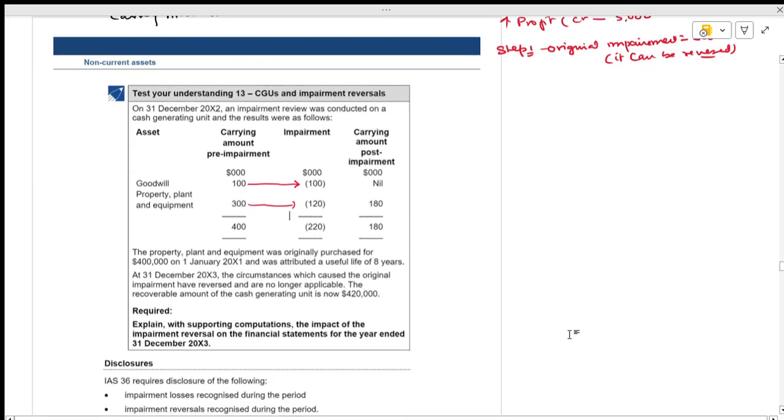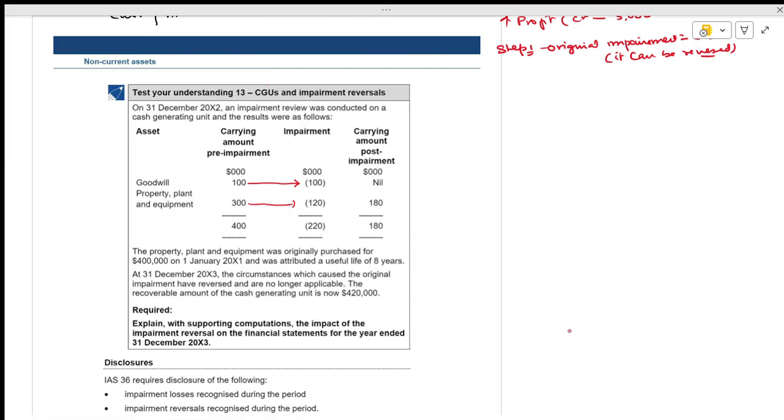Now, what they are giving: the property, plant was originally purchased for how much? 400,000 on January 1st. And what is the attributed useful life? 8 years. On 31st December 2003, after 3 years, the circumstances which caused the original impairment are reversed and no longer applicable. The recoverable amount is how much? The recoverable amount is 420.